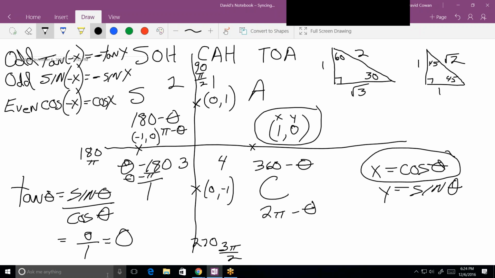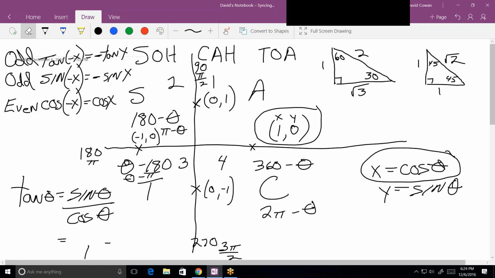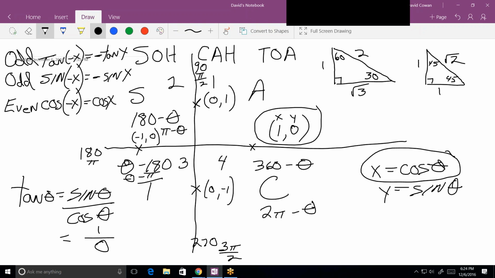However, here's where it gets tricky. What's the tangent of 90 degrees? Undefined. You got it. Very good. Because it's 1 divided by 0. In other words, at 90 degrees, the sine is 1, cosine is 0, and I can't divide by 0. When I divide by 0, I get undefined.